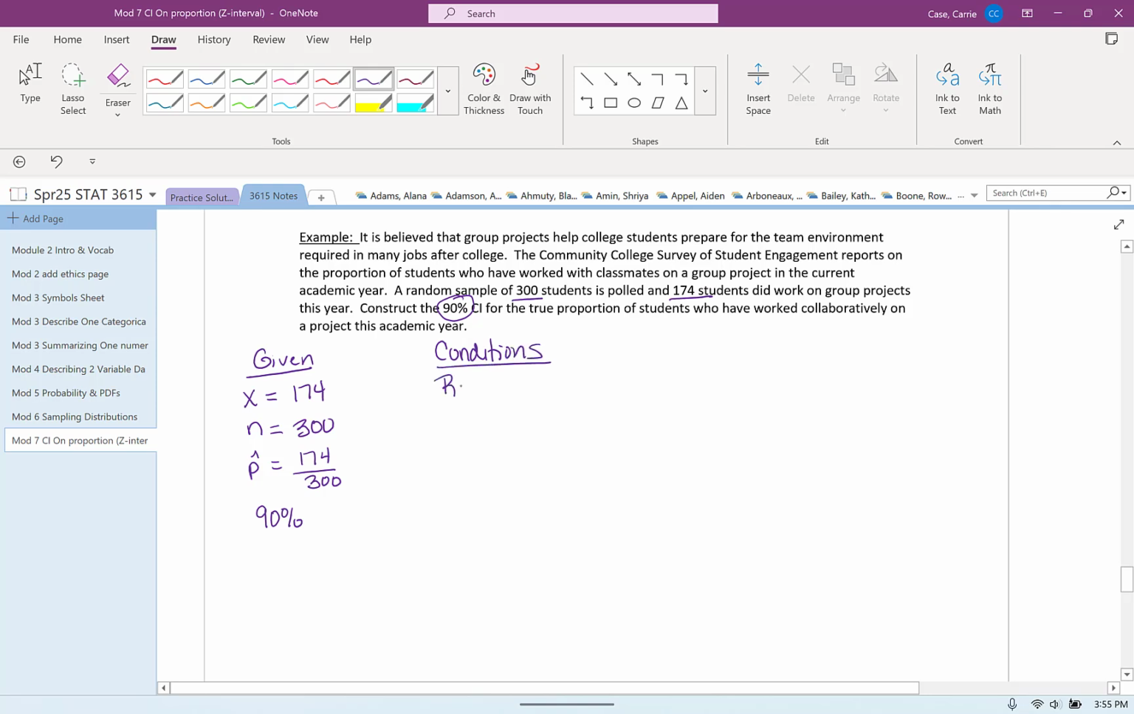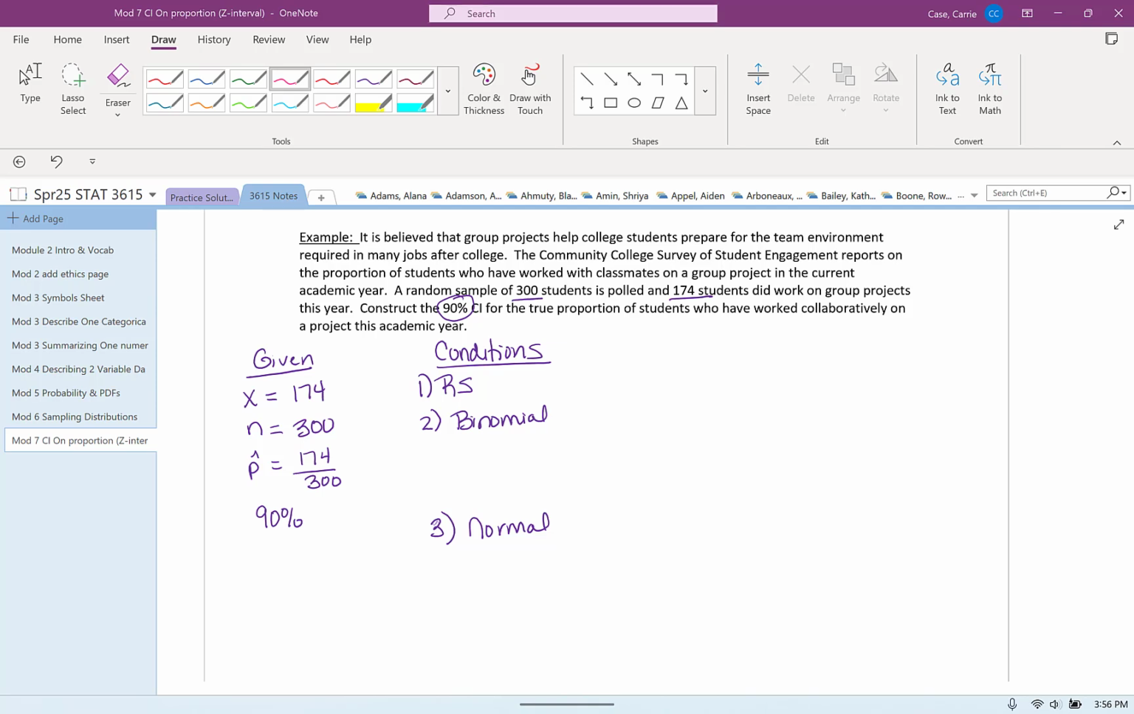The first condition is random sampling. The second condition is binomial random variable. And for the binomial, we have to have two outcomes, N is a set number, and independent. So I'm going to leave a blank there. And then the third one is normality. And we have to show that too. So I'm going to use a different color for those.